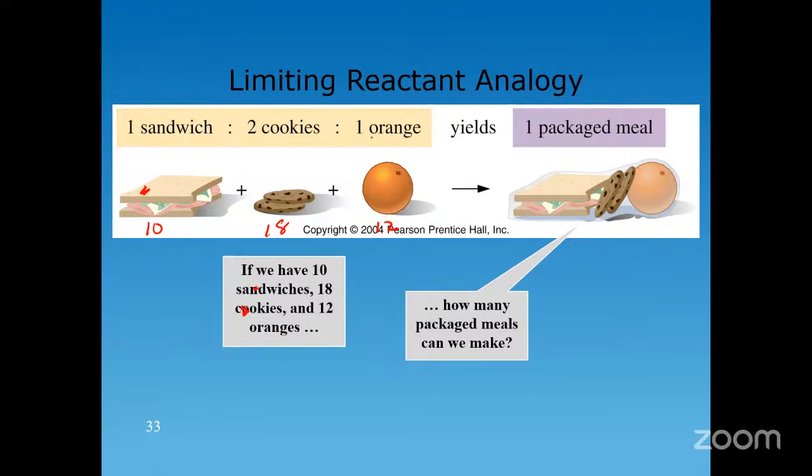If you look at things from the standpoint of the oranges, you have 12 oranges. That means that you're going to need 24 cookies. You don't have 24 cookies, you have 18. So you won't be able to use up all the oranges.